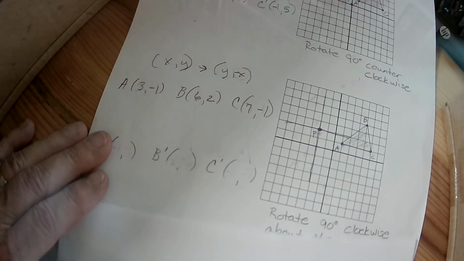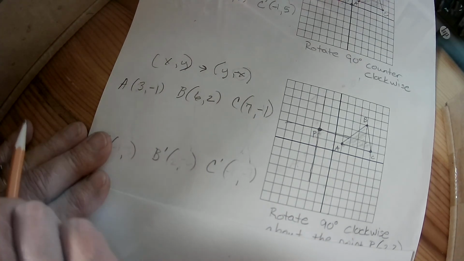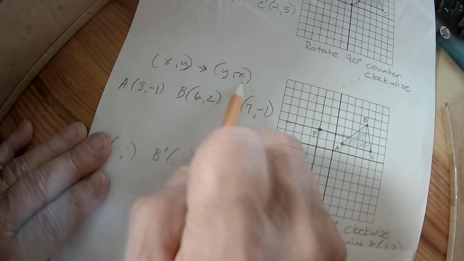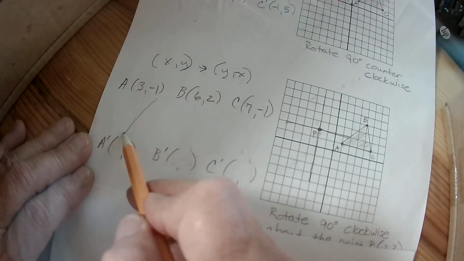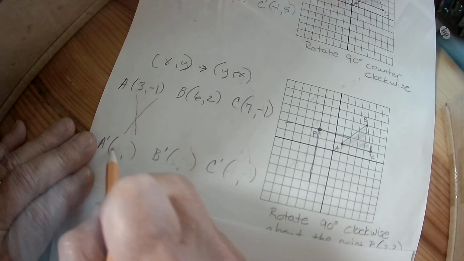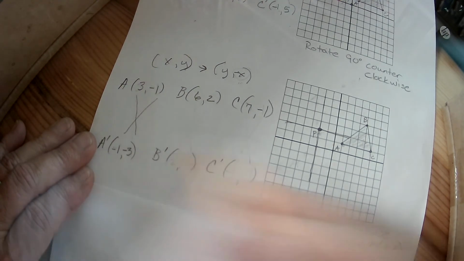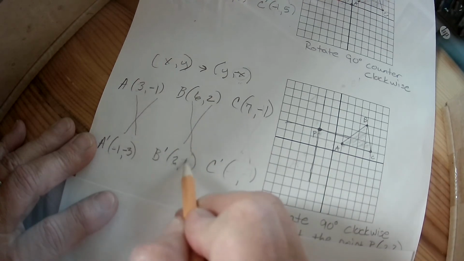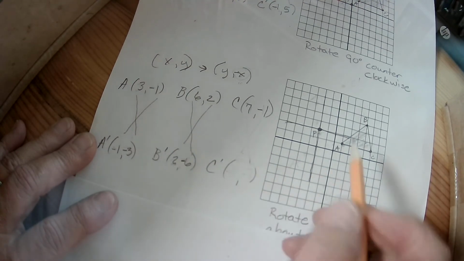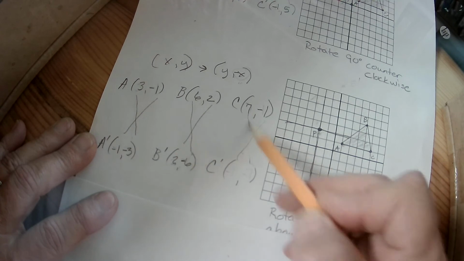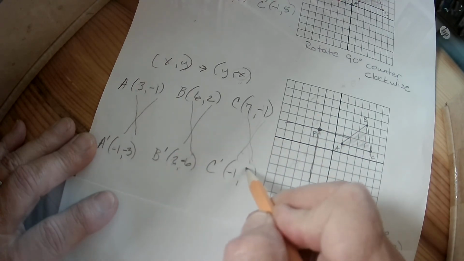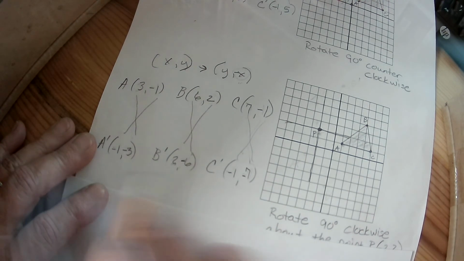Alright, so let's remember the rule for rotating 90 degrees clockwise. That rule is that x and y switch places, and this becomes the opposite. So we're going to switch these, and this becomes opposite. We're going to switch these, and this becomes opposite. We're going to switch these, and this becomes opposite. Now I'm going to plot these points.